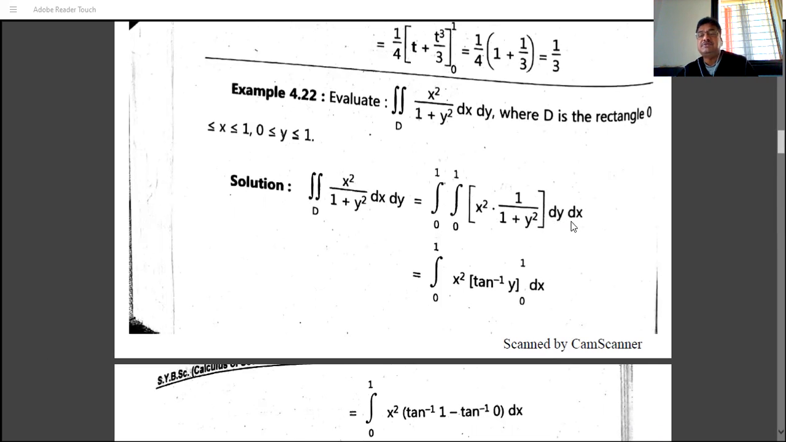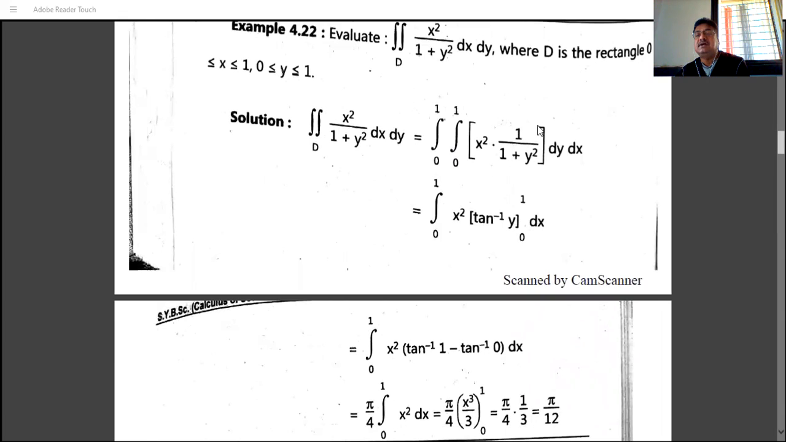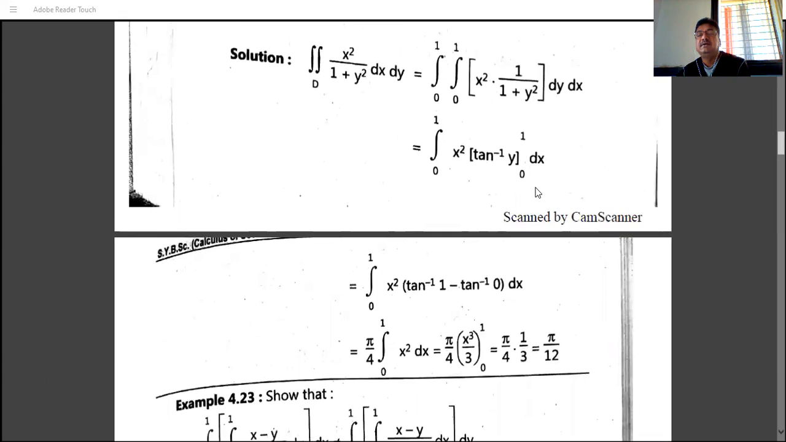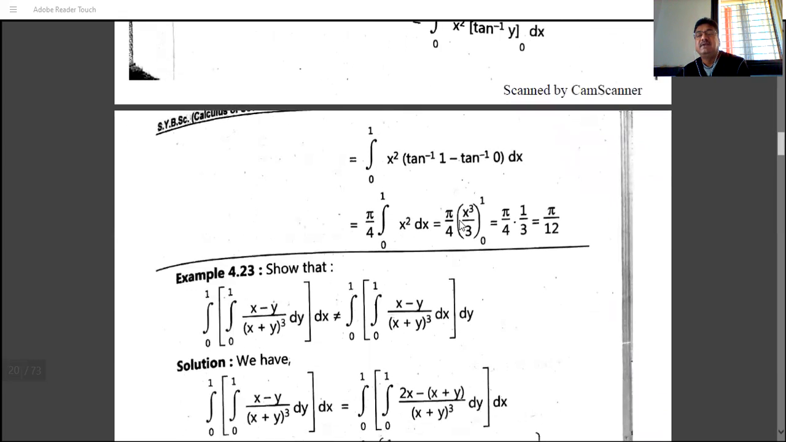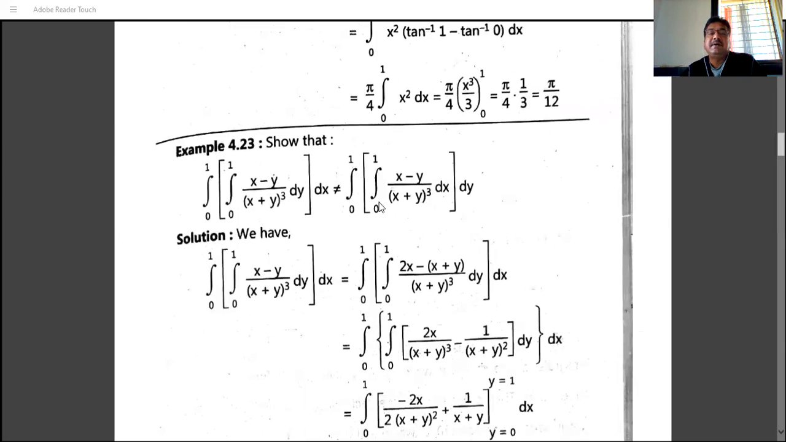Then integrating with respect to y first, or integrating with respect to x first. So here is the integration with respect to y, means x square is constant, and the integration of 1 by 1 plus y square is tan inverse y, 0 to 1. And then the value at the upper limit, tan inverse 1 minus tan inverse 0, dx. Tan inverse 1 is pi by 4, and tan inverse 0 is 0. So we have here pi by 4, take that pi by 4 as a constant out of the integral. And the integration of x square is x cube by 3, 0 to 1, 1 by 3 into pi by 4, it's pi by 12, the final answer.